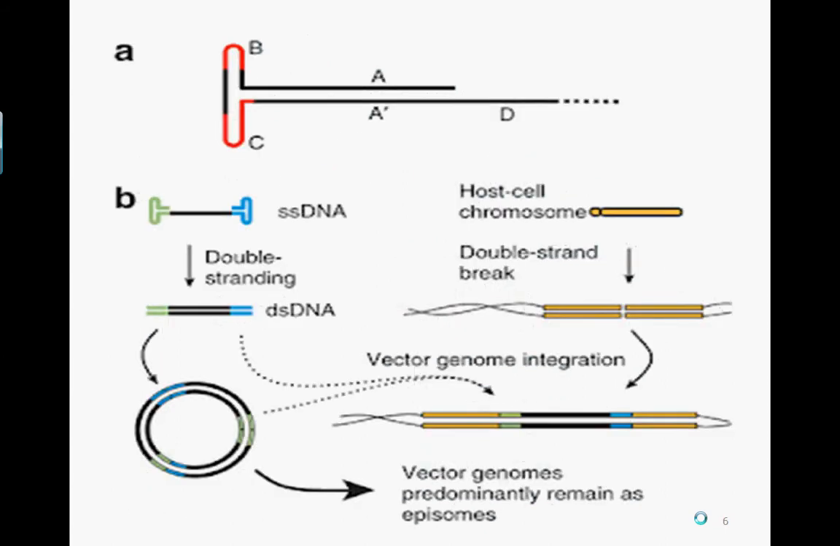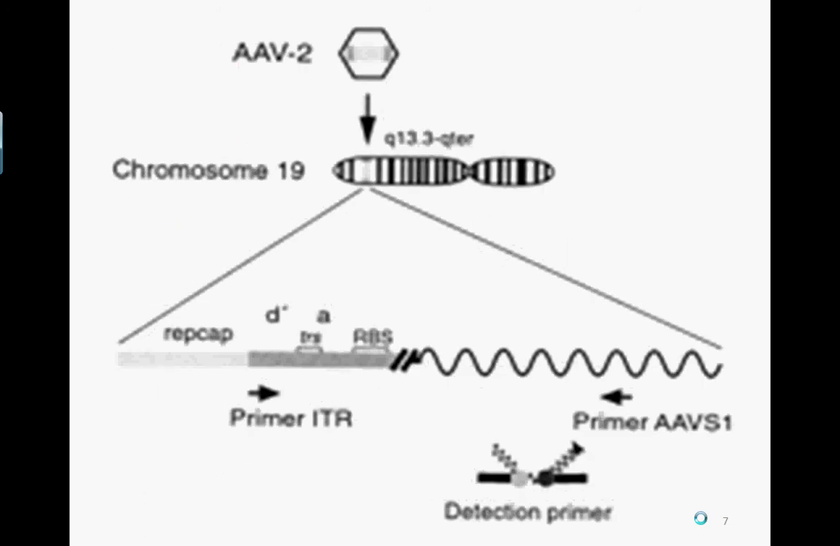Another detailed slide indicating the behavior of AAV. As mentioned previously, single-stranded AAV is converted to double-stranded AAV by cellular machinery in the nucleus. Some AAV remain as episomes while other AAV integrate onto a specific site on human chromosome 19. Here is a slide showing the site on human chromosome 19, AAV-S1 or Q13.3-QTER, onto which AAV integrates itself.